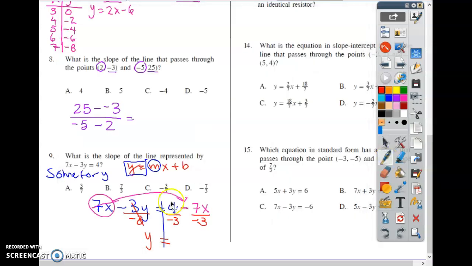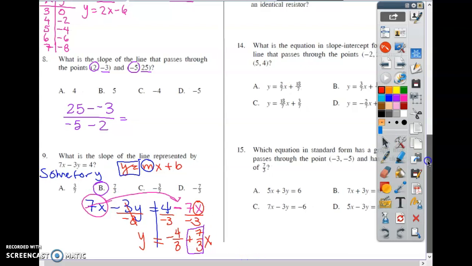So I'm going to write it down. This was negative 4 over 3. And this was positive 7 over 3. Don't forget which one has the x, because that's the slope. The one that has the x is the slope. So it's a positive 7 over 3, right? So the answer would be B.